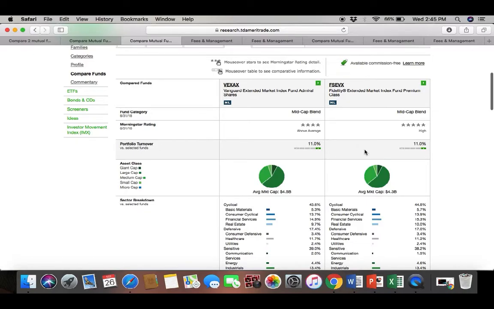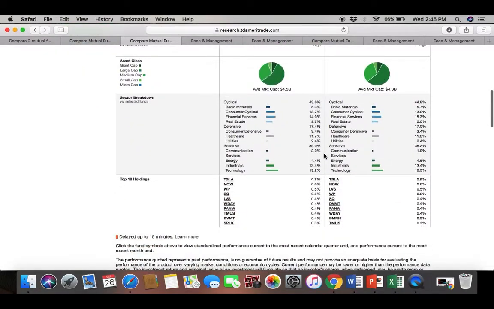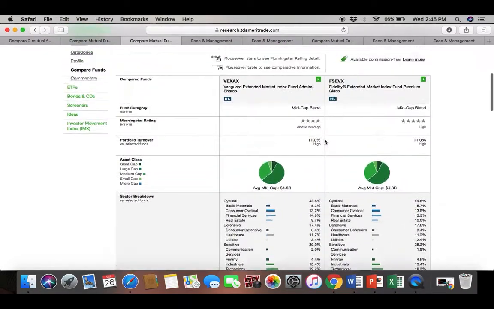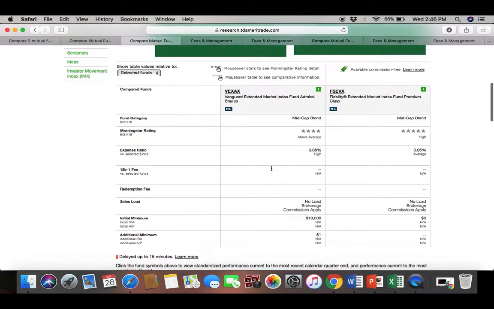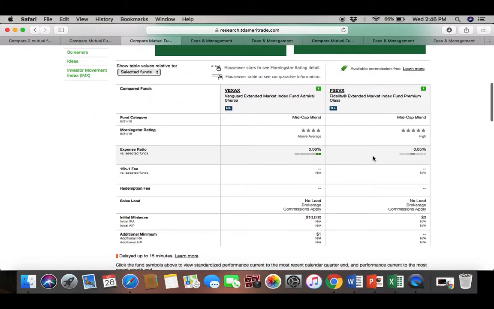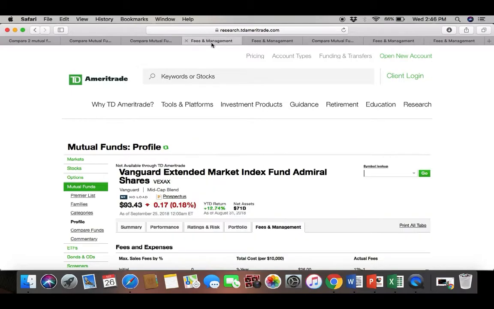Portfolio turnover is equal as well, at 11% for both the Vanguard and the Fidelity domestic funds. Going back to fees and management, the expense ratio is 0.08 compared to 0.05, with no loads. There is an additional minimum investment of $10,000 for the Vanguard.